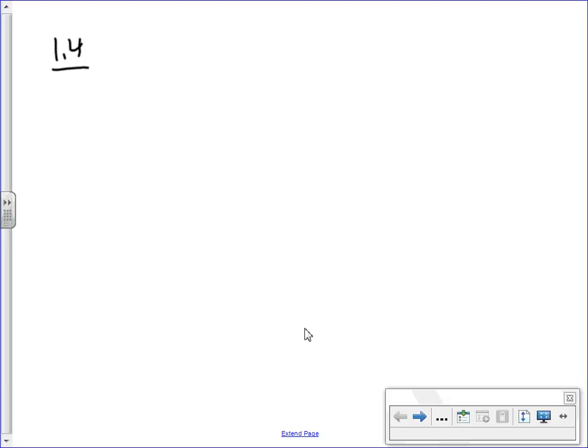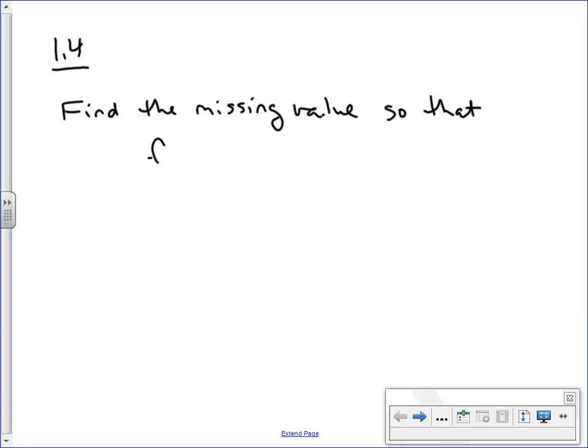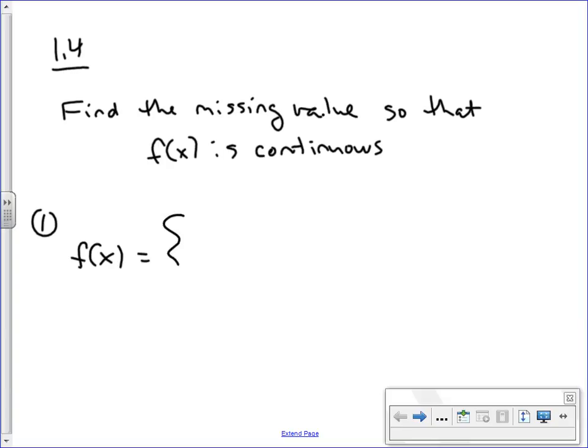Examples go along with section 1.4. What we're going to be doing is finding the missing values. Sometimes we'll find 1, sometimes we'll find 2. And our purpose in finding the missing values is to make a function, usually a piecewise function, continuous. We're going to take a look at this piecewise function, and we want to make it into a continuous function by selecting the correct number.